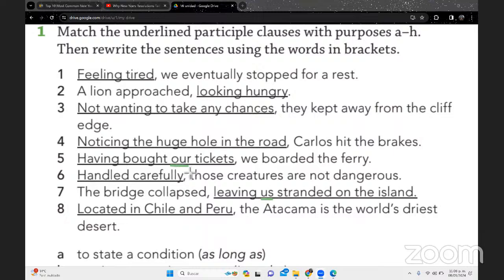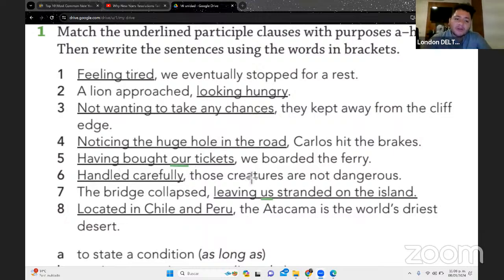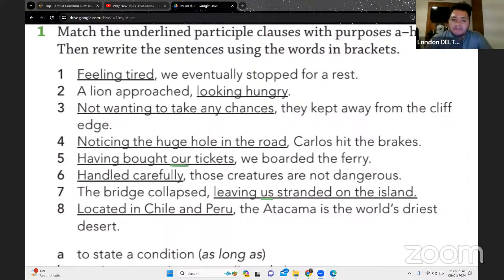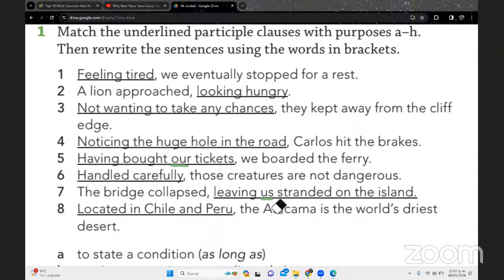Y aquí ours sí es posesivo, esos son nuestros tickets, habiendo comprado nuestros tickets. También puedo decir the tickets, los tickets, no necesito especificar our. Ok. Thanks, teacher. Yes, very well.